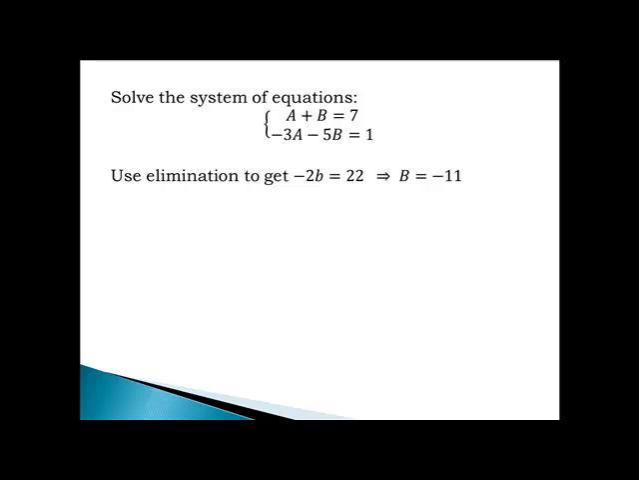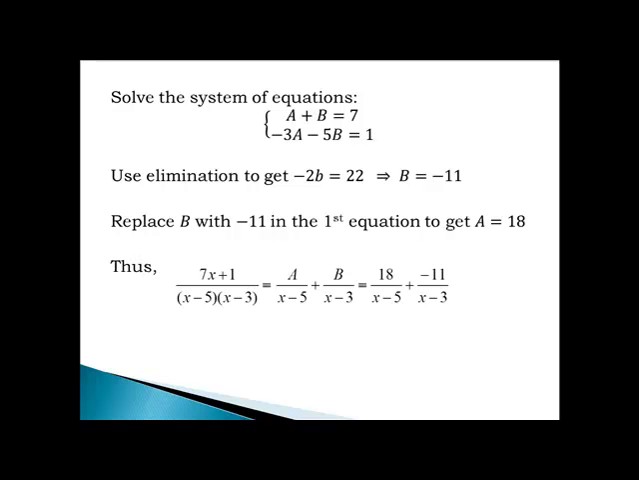Multiplying equation 1 by 3 and using the process of elimination, I get that negative 2b equals 22, which means that b must be equal to negative 11. I'll replace b with negative 11 in the first equation and get that a must be equal to 18. Thus, I was able to decompose 7x plus 1 divided by the product of x minus 5 and x minus 3 as 18 over the first factor x minus 5 plus negative 11 over the second factor x minus 3.